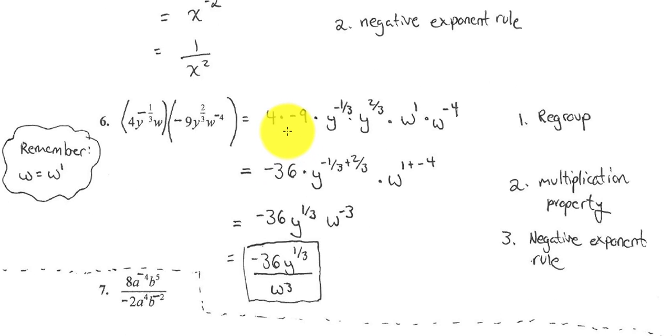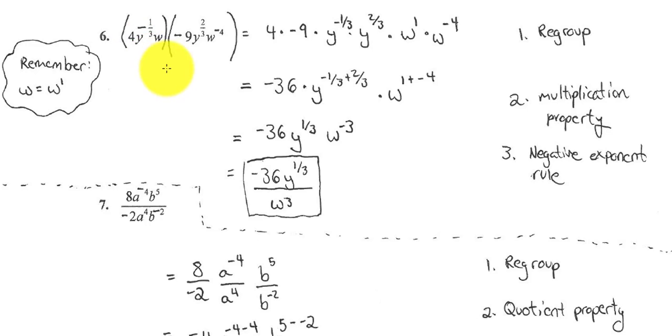All right, look at number 6. Okay, number 6, we combine the 4 and the negative 9. That gives us negative 36. The y to the negative 1/3 and y to the positive 2/3. Remember, if we have the same base, just like we did with number 5, we add the exponents. So negative 1/3 plus 2/3 equals 1/3. And here we have w to the 1, w to the negative 4. So 1 plus negative 4 is negative 3. Now remember, we can't leave our answer with a negative exponent, so the negative 36y to the 1/3 stays where it is. But the w, we flip it. We take the reciprocal of w, which is 1 over w, make the exponent positive.